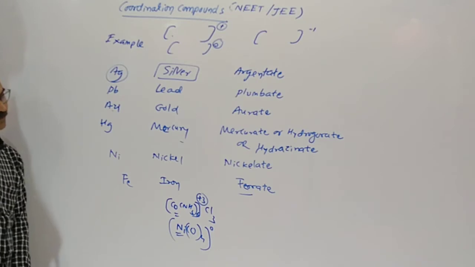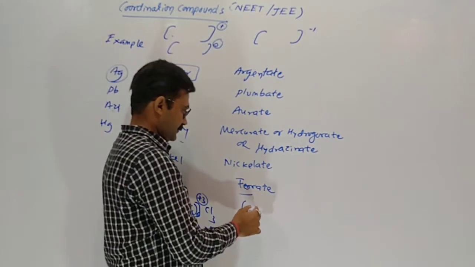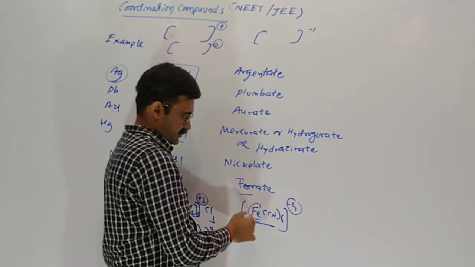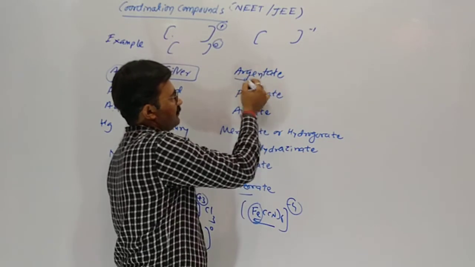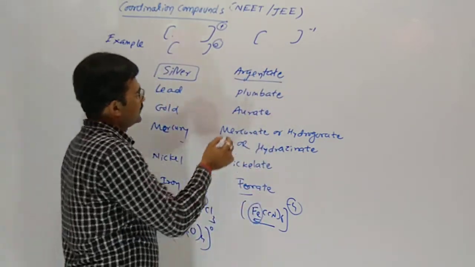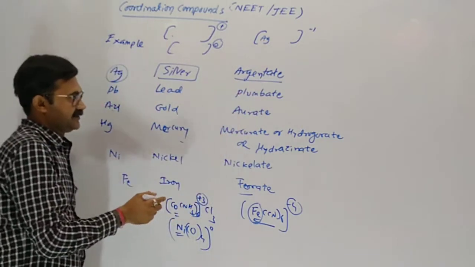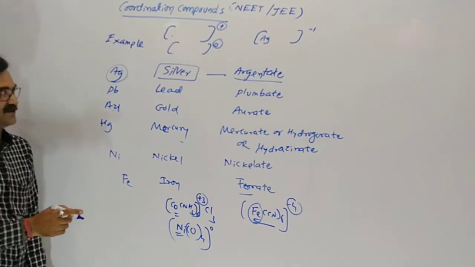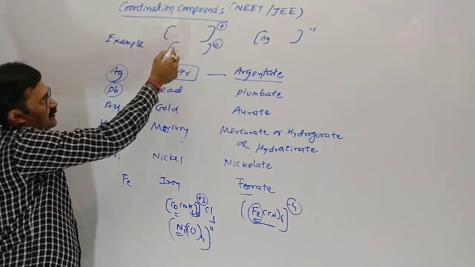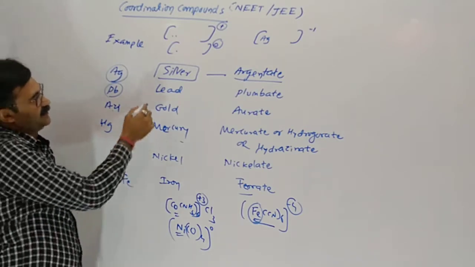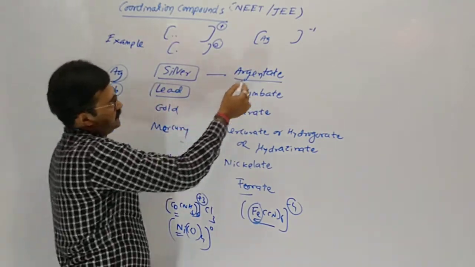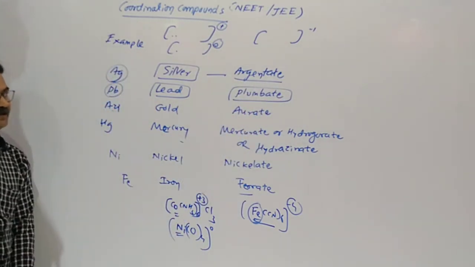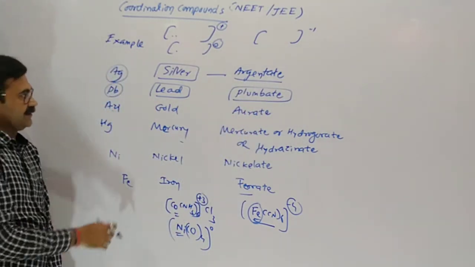But in the case where the entity is negative, for giving the name we use some Latin names. If Ag is in a negative entity, it is called argentate. In the nomenclature, argentate. If lead is in a positive or neutral entity, lead remains lead. But in a negative entity it is plumbate. Argentate, plumbate, aurate are Latin names.